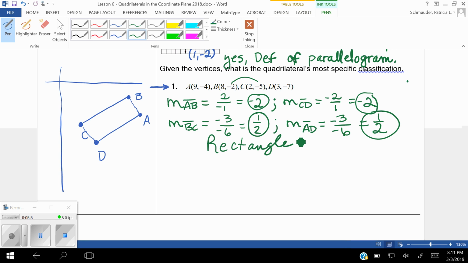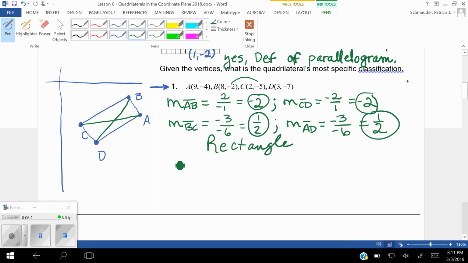So let's see, what can we do here? We've got two choices, right? We could look at the diagonals. We could check to see if they're perpendicular. If they're perpendicular, it's going to be a square. Or we could find the lengths of consecutive sides. So I don't know. Let's just do that.